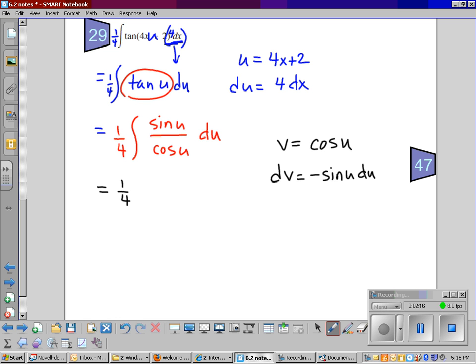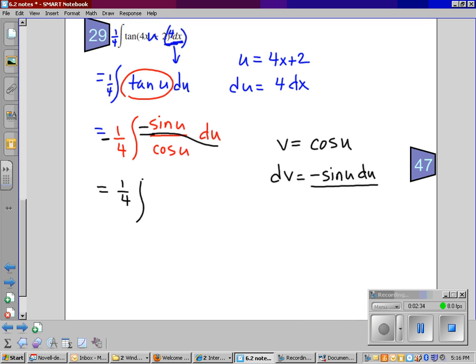Keep in mind you've got to keep this 1/4 out front. I've got sine u du right here, and I've got negative sine u du right here, which I want to substitute dv for. The only thing missing is the negative sign. So I put a negative sign on the inside, and since I'm multiplying by a negative, I need a negative sign on the outside so that I'm not changing the value of anything.